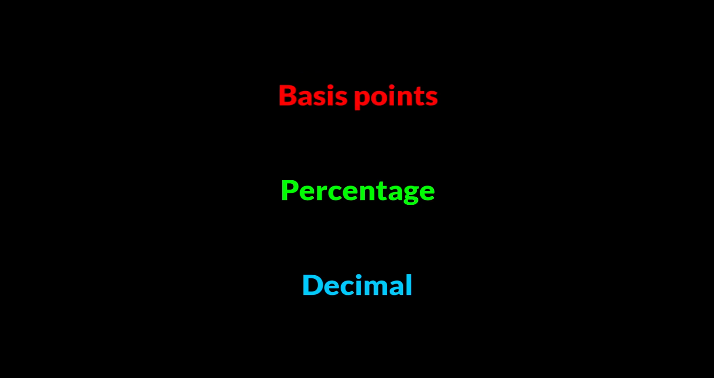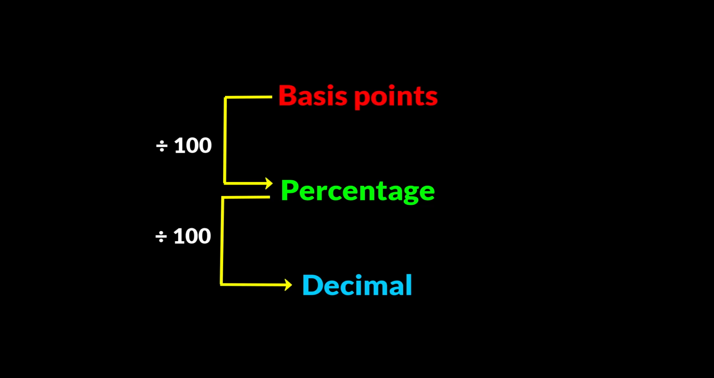Then, if you want to go down one step, divide by 100. For example, if you have 50 basis points and you need this as a percentage, which is one step lower down, the conversion is 50 divided by 100, which is 0.50%. Don't forget that all-important percentage sign.